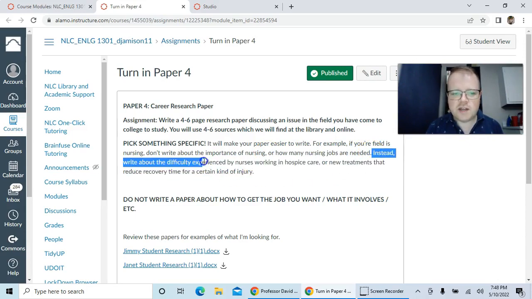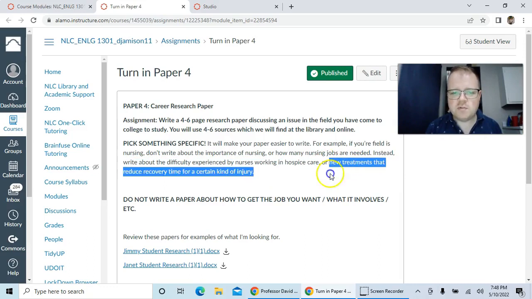You could also talk about the difficulties experienced by nurses working in hospice care, because they have to deal with patients passing away all the time, and they have a lot of emotional stress that comes with that. You could also talk about new treatments that reduce recovery time for certain kinds of injuries. You could talk about how to have good bedside manner, how to deal with being on your feet all day, and that kind of thing. How to deal with the lack of sleep and having a 24-hour schedule that a lot of people have. Any of those is fine. Something more specific, though, than what a nurse is and what a nurse does.